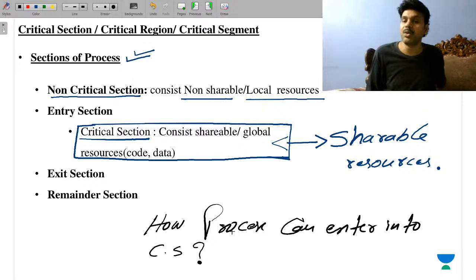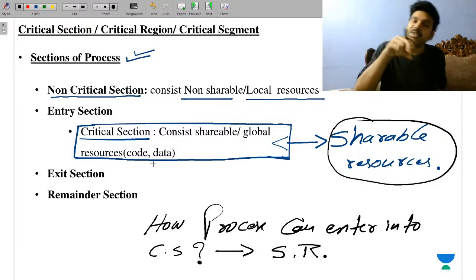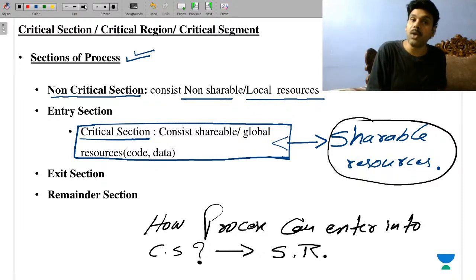Why enter into the critical section? Because the shareable resources are kept under the critical section only. So if you want to access a shareable resource, there is a requirement to enter into the critical section. As and when you enter, you will find some piece of code there. You execute it and come back. Unless and until you come back, while you are inside, others must not enter the critical section. That's why we want to block others.